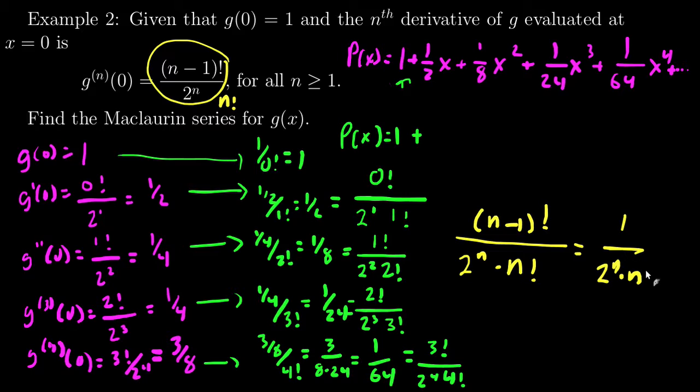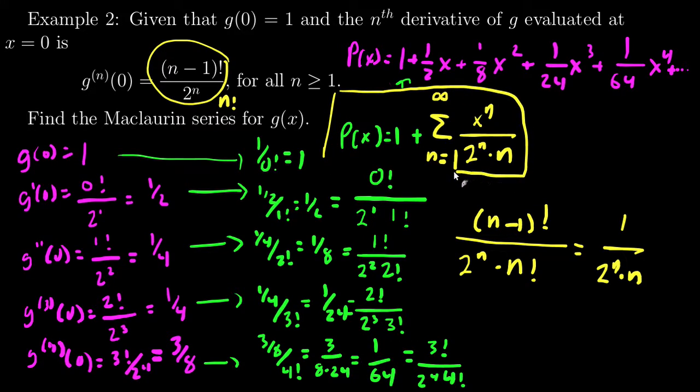Okay? So from here I can get the sum as n goes from 1 to infinity because I'm going to start with this term here. I can't start at 0 because this pattern does not hold for 0. This 0 down here would mean I'm dividing by 0, which wouldn't work out. But if I start at 1, I'm good, and I can get this times x to the n, so x to the n over 2 to the n times n. And that is how I would get this series.